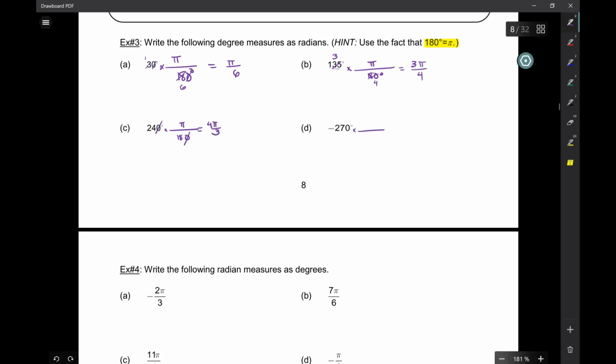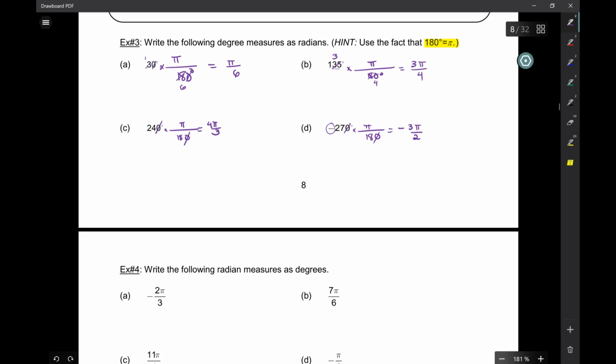Okay, so this one here, again, times pi over 180. Now, cancel this and cancel that. You're going to divide by the 9s. Notice there is a negative here. It just stays out here. It doesn't bother anybody. And that's going to be negative 3 pi over 2.